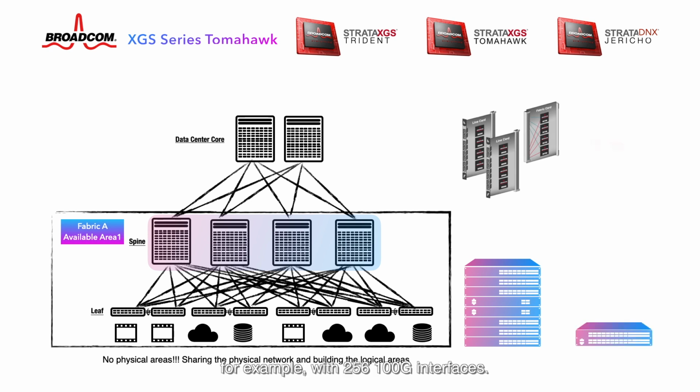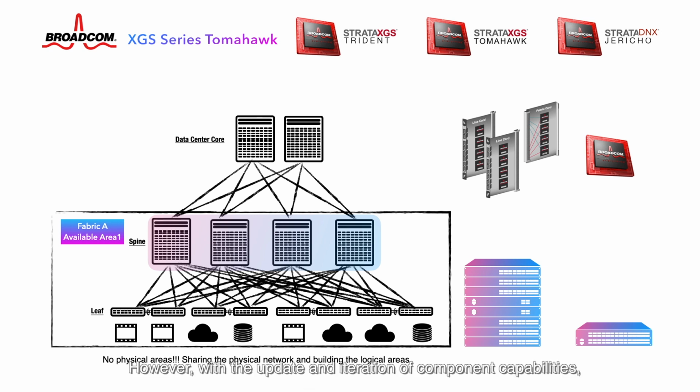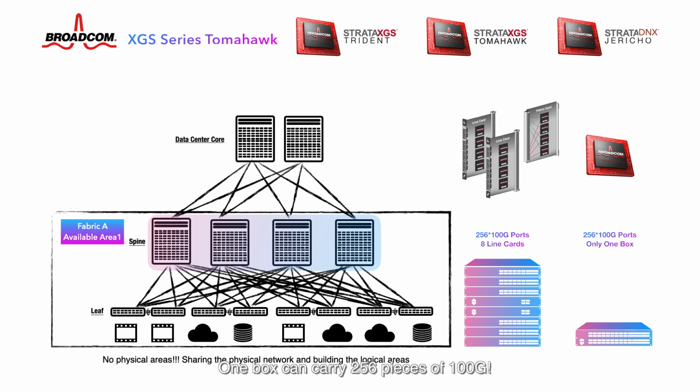256 100 gig interfaces. However, with the update and iteration of component capabilities, Broadcom has launched a chip dedicated to fast transfer, Tomahawk. The latest single chip, such as TH4, can achieve 25.6T bps. That is, a single chip can produce 256 100 gig interfaces. One box can carry 256 100 gig ports.